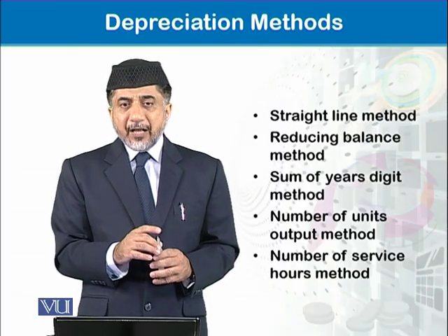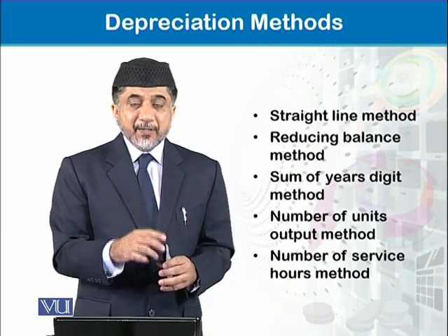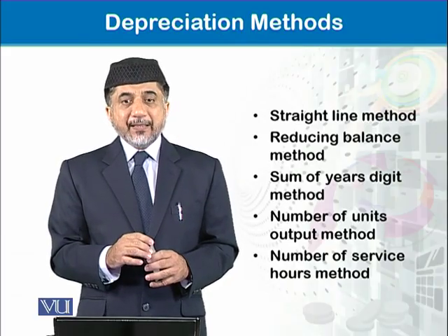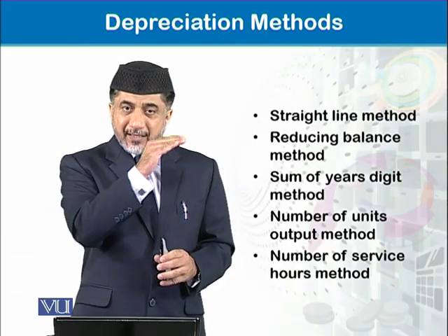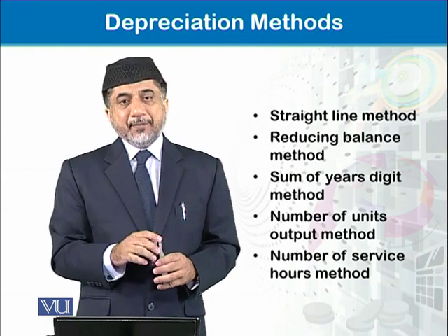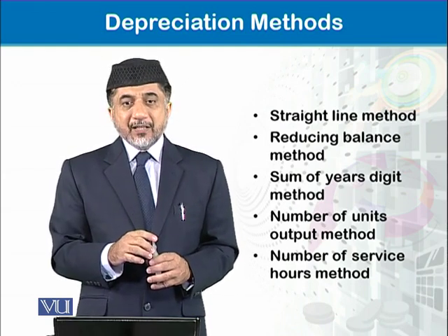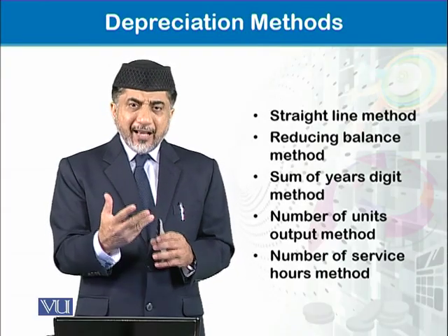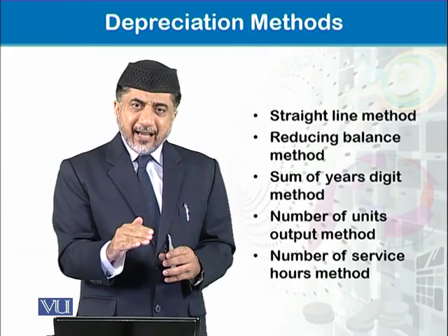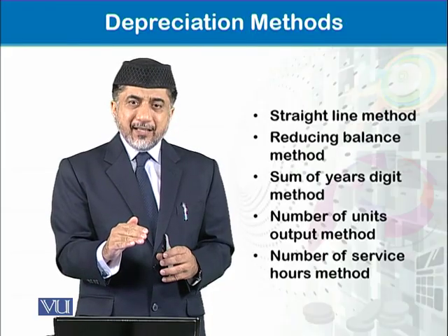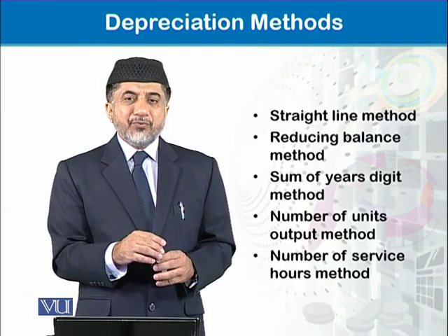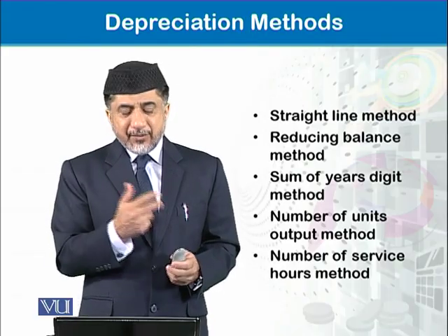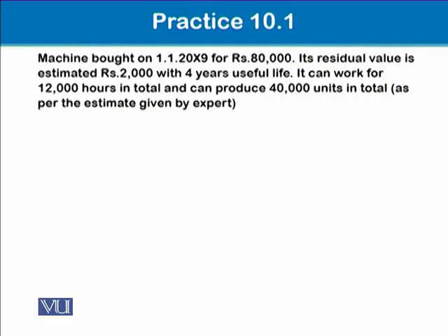And then there is a method which is the sum of years digit method. In this method, we see there is a proportionate decline in the pattern of economic benefit. So if an asset is proportionately declining in its usefulness, then we will use the sum of years digit method. Let's see a few practical questions in which we will see how these are calculated.